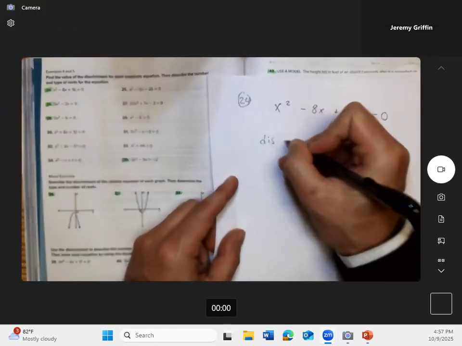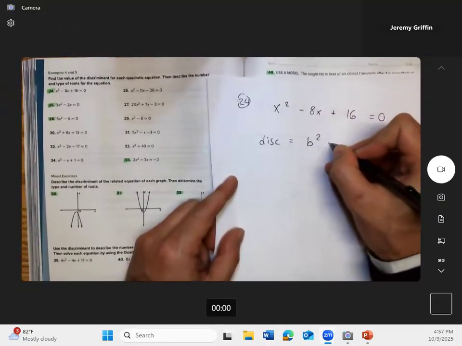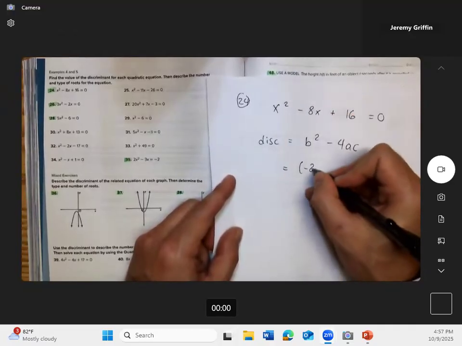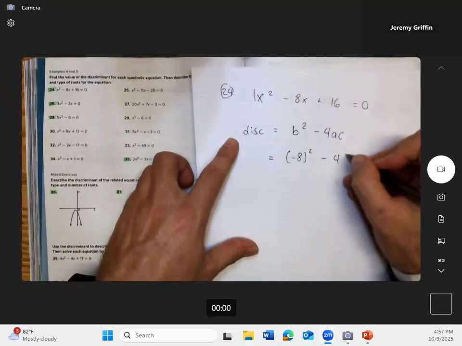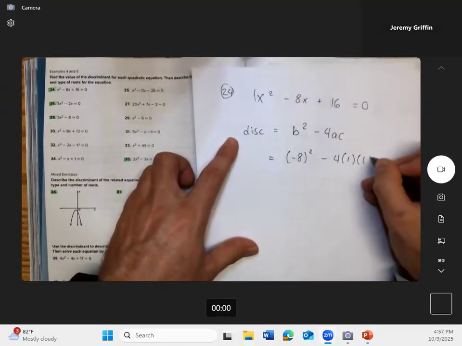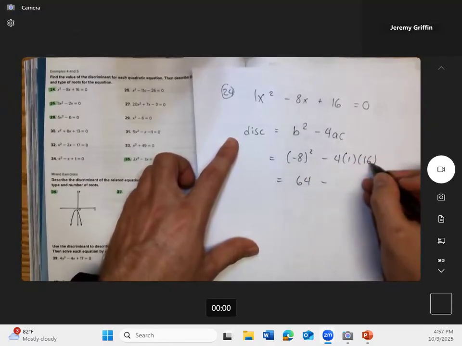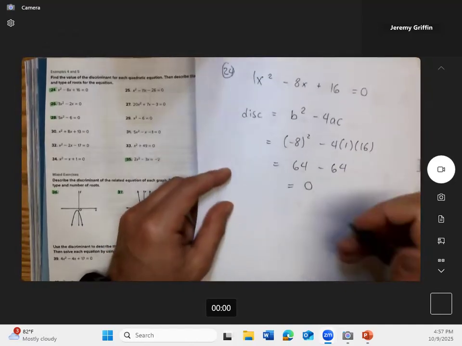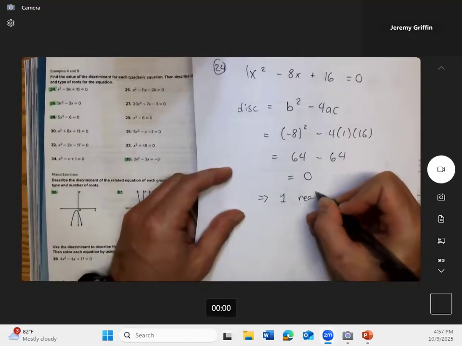So the discriminant, you guys remember is, well, here, spell out letters, b squared minus 4ac. So in this case, b is negative 8. Now squared becomes positive anyway. Minus 4. A is 1. C is 16. So that's 64 minus 64, 0. Okay, look at that. It's 0. Right. So that means that there's one real solution.